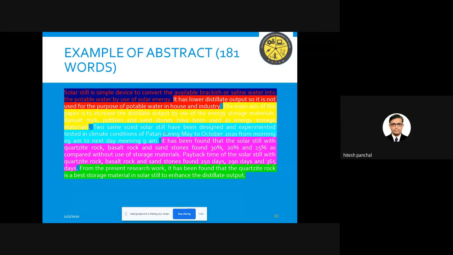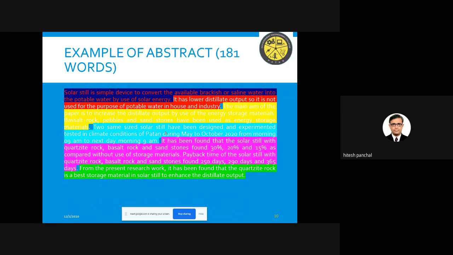and then methodology. You can also put that two same size solar stills have been designed, experimented and tested in the climate condition of Patan during May to October 2020, from morning 9 a.m. to the next morning 9 a.m. That means whichever methodology you have followed during the experimentation, that you also write.